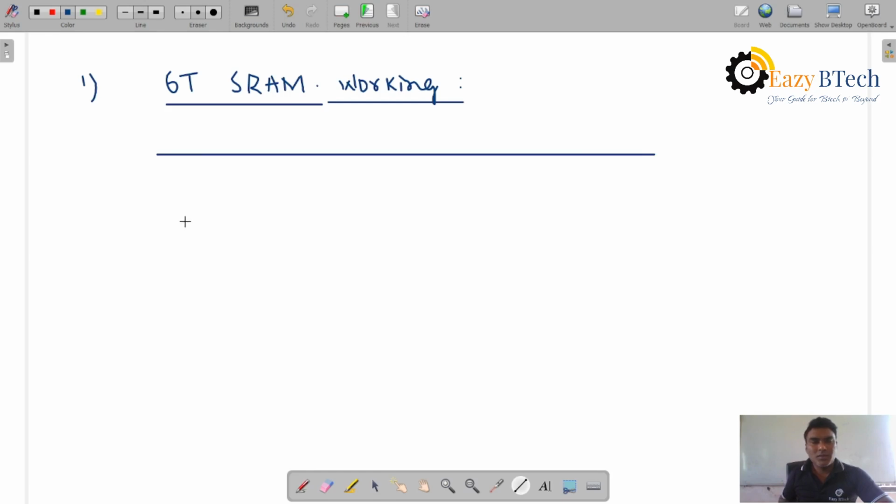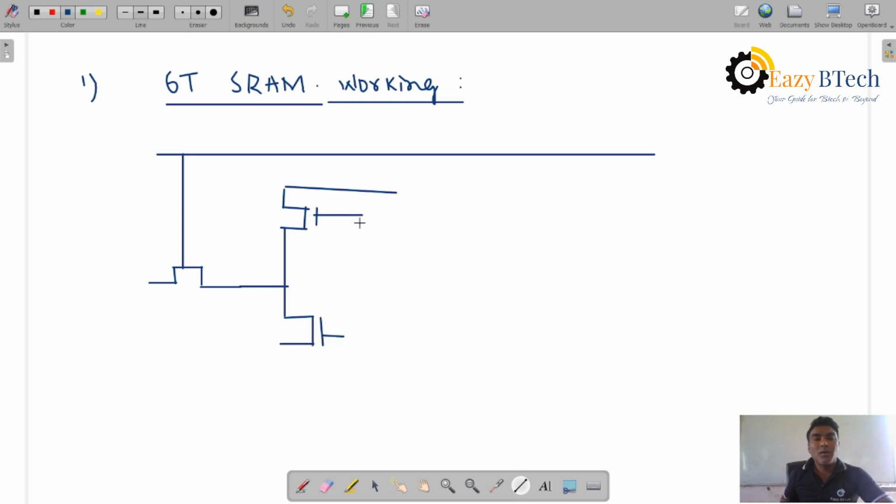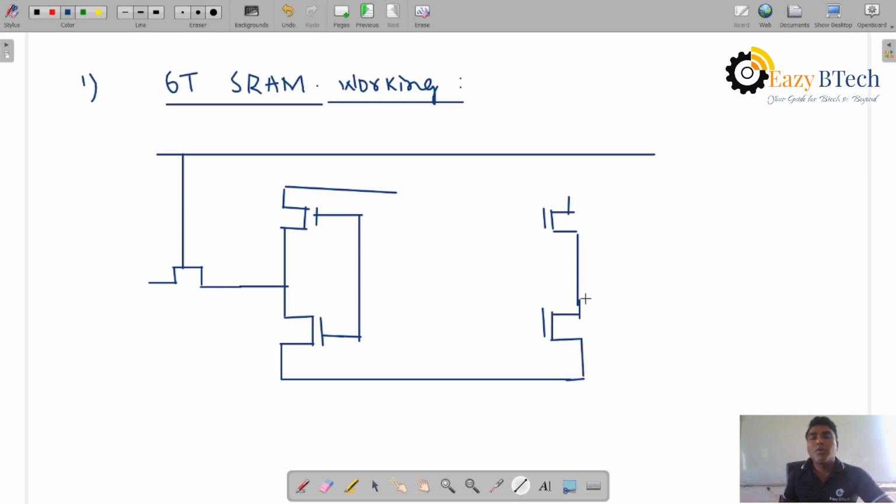Let us see this one. Here we can take the NMOS transistor. Let us see how it will be designed. Now here the back-to-back inverters are connected, NMOS and PMOS. The output of one is the input to the other inverter. This is the supply voltage, which we can take as VDD.